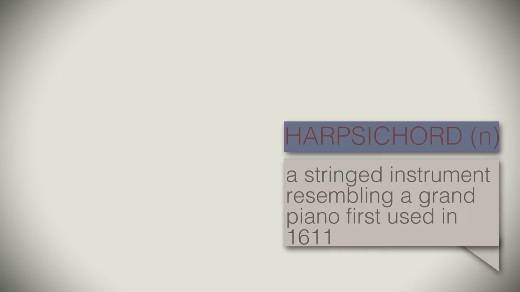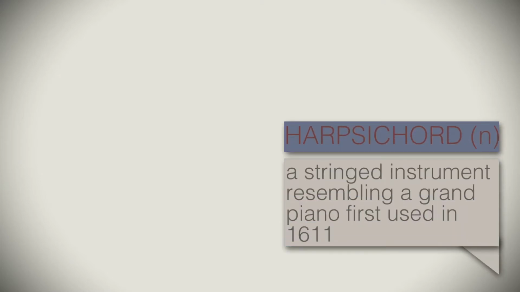The first word is harpsichord. Harpsichord is a noun referring to a stringed instrument that resembles something like a grand piano, and harpsichords were first used in 1611. Here's what a harpsichord sounds like.